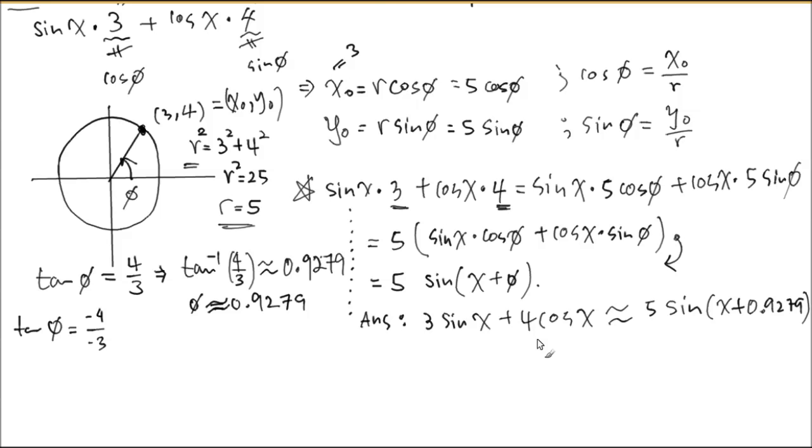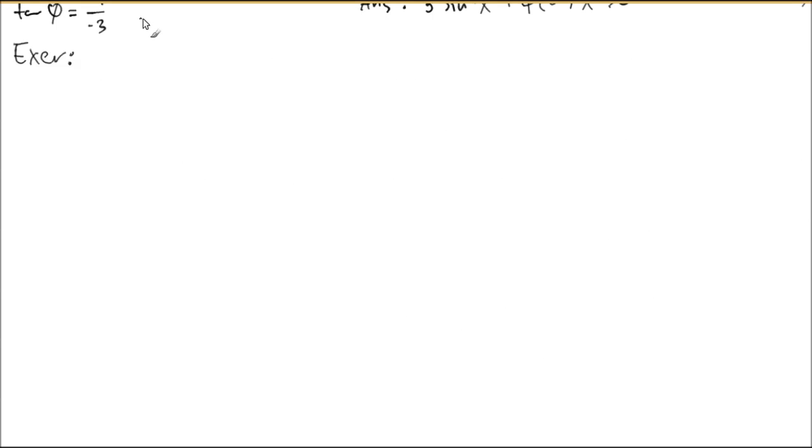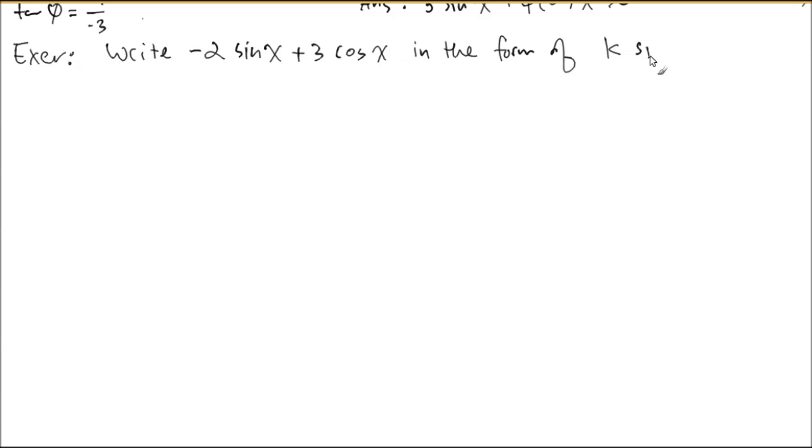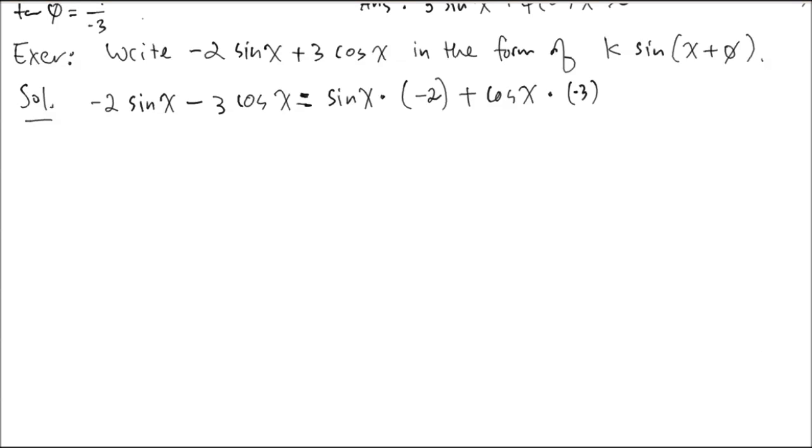Do you have a question? So here's the exercise. Write negative 2 times the sine x plus 3 times the cosine x in the form of k times the sine of x plus phi, where k and phi do not depend on x and are completely determined constants. Just change the problem from positive 2 to negative 2 in here.